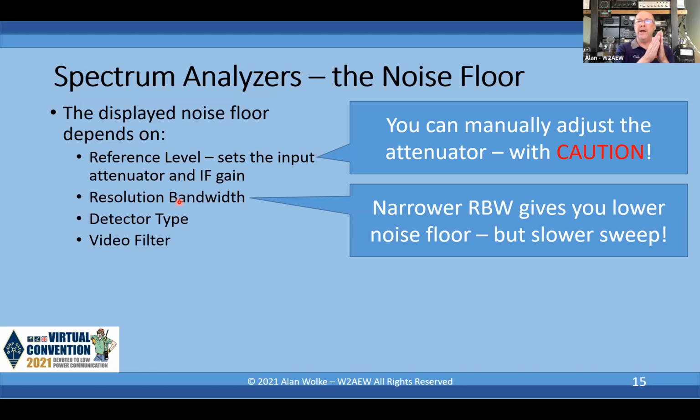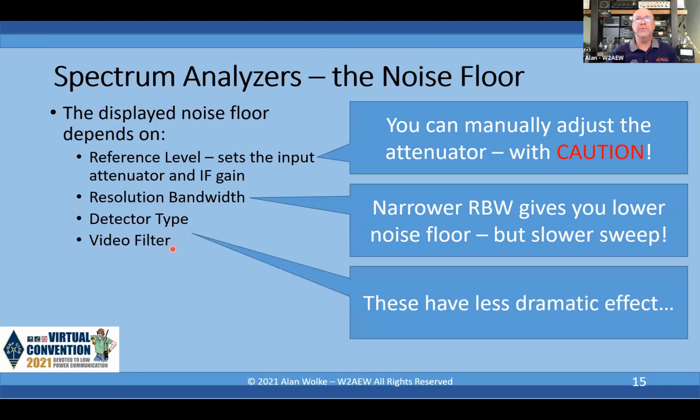Because I'm sweeping over a narrower range, you won't necessarily see the slower sweep because you're not going as far. But if you want to do a wide span and a narrow RBW, that's the thing that can lead to really long sweep time. So again, it's something to just be careful of.